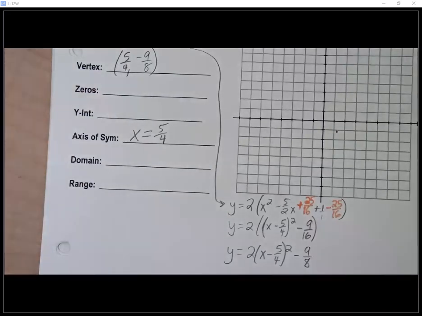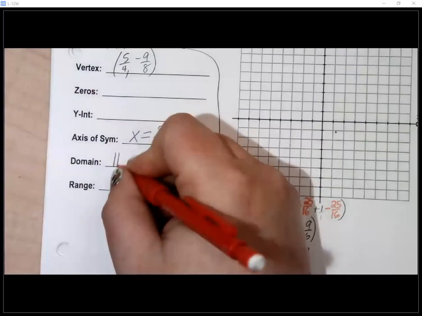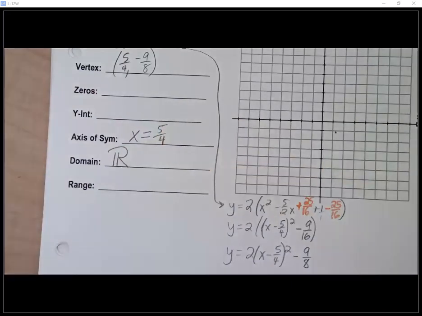I guess you could kind of answer the domain and range right now too. The domain we can do. What's my domain going to be? All reals, right? It's a quadratic. I can plug in anything I want. So domain I can get. You can also kind of get the range if you know one other thing about this quadratic.